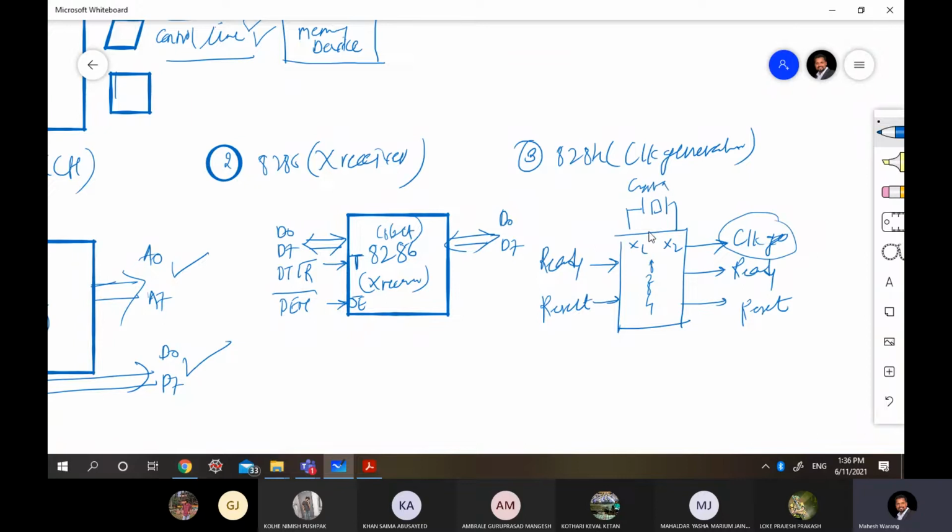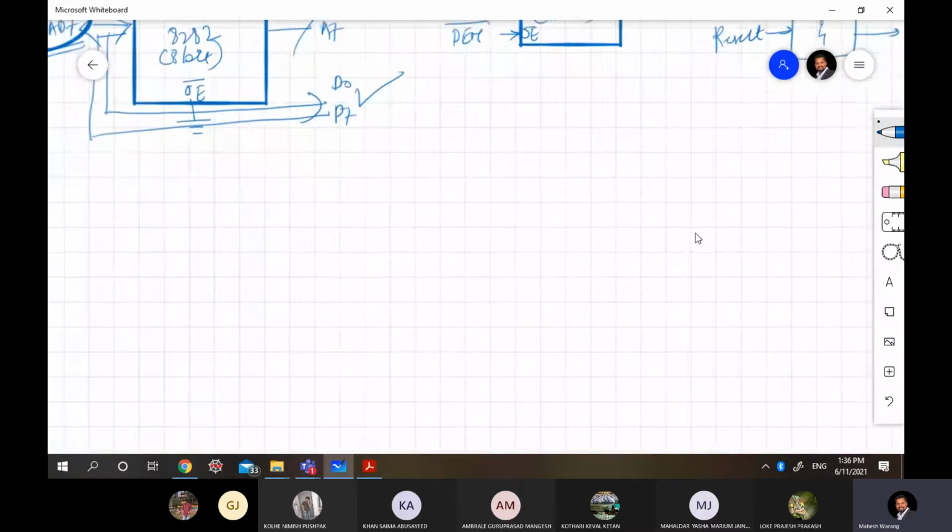So you have to just connect the crystal oscillator to X1 and X2, and give the two input pins from the MP as ready and reset, and that's it. It will give the 3 outputs as clock, ready, reset. So this is used for clock generation. Getting it? Clock is very important for any digital IC. And the last one is a decoder.